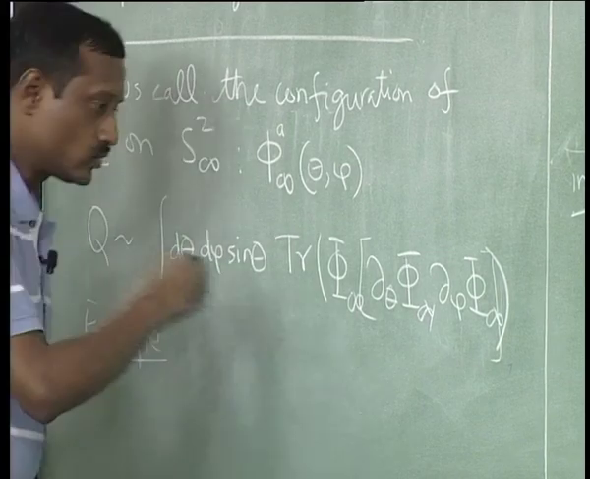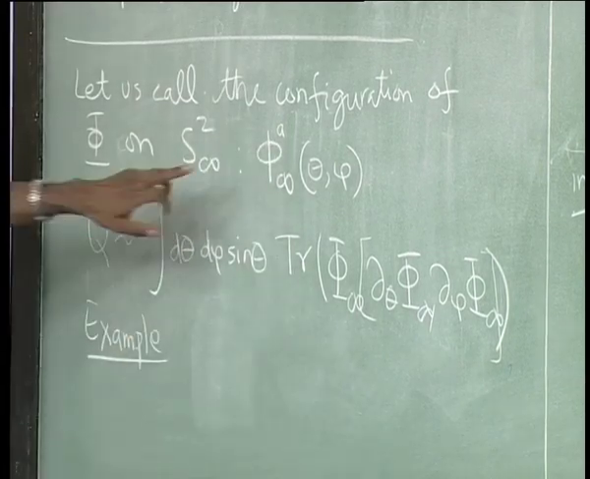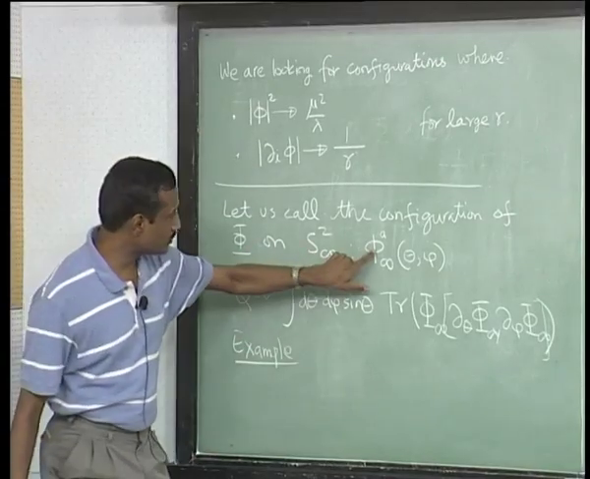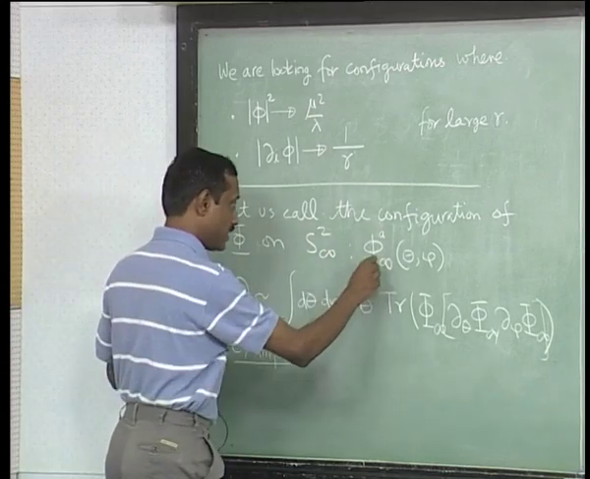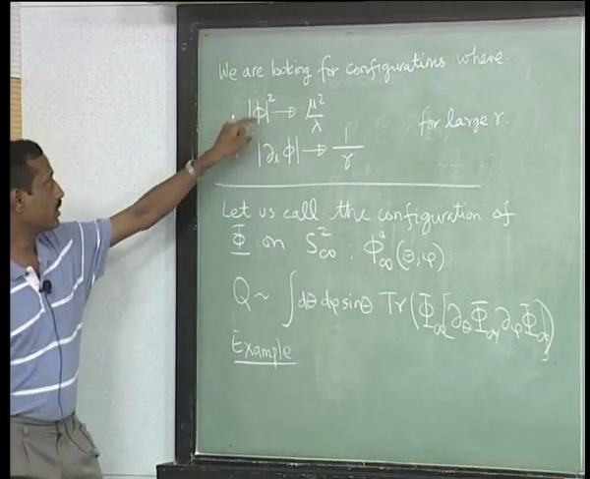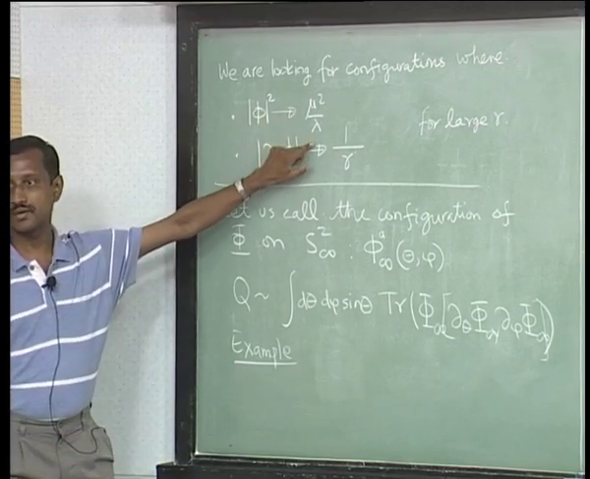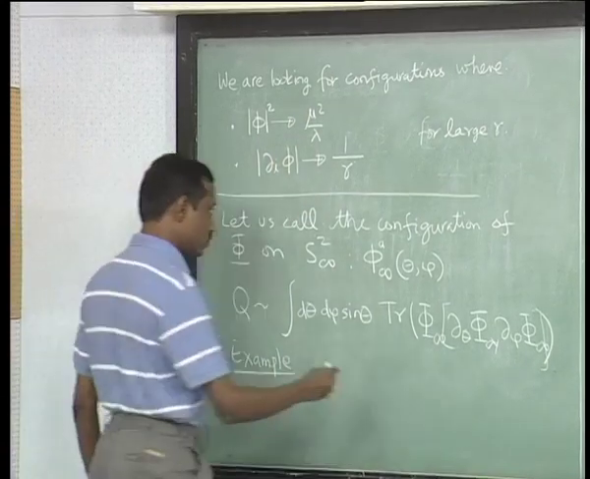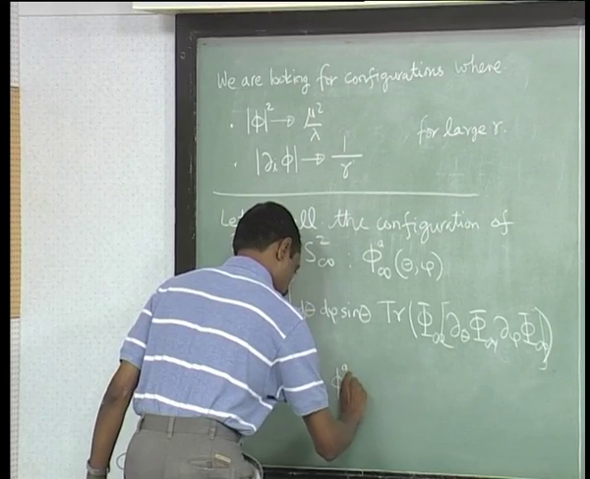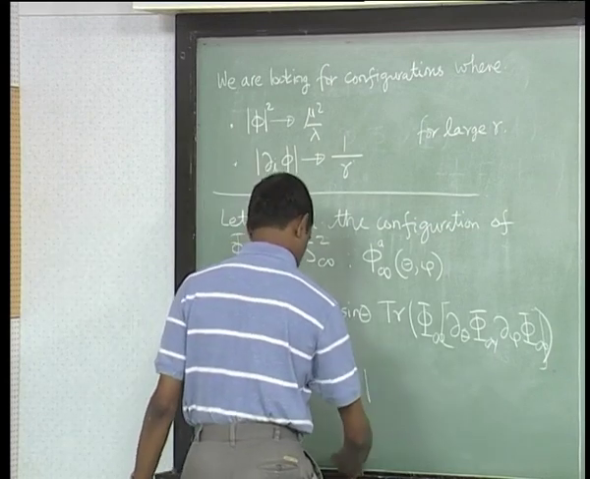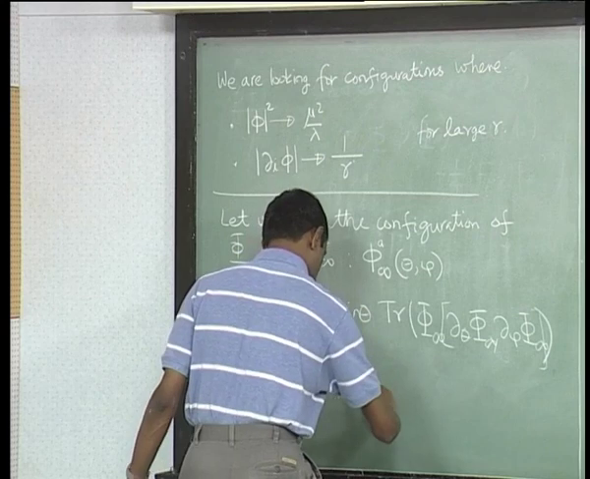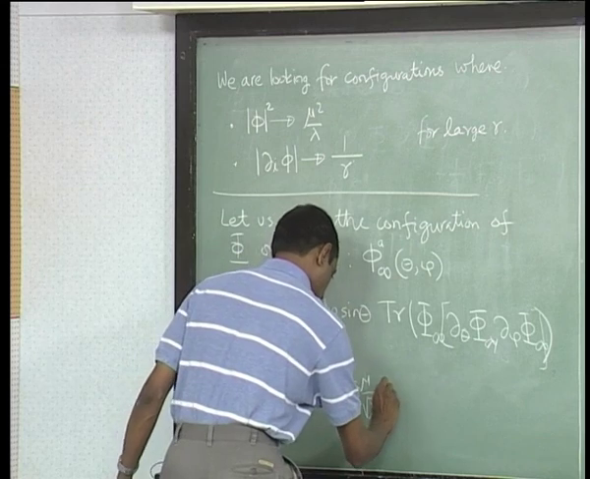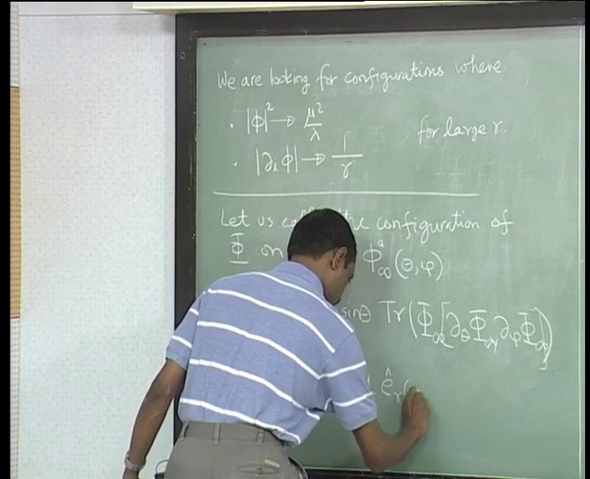Okay. Now, because of this condition, we know that this phi infinity of A is also a set of points on a sphere of radius squared mu squared upon lambda. So we can just go ahead and choose, for instance, phi of A to be mu by root lambda, and choose it to be along the radial direction.